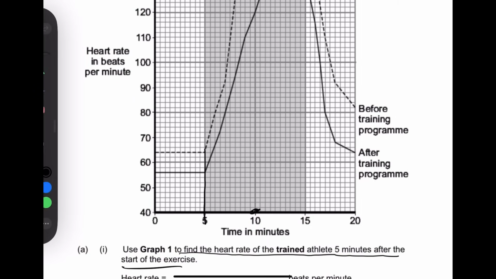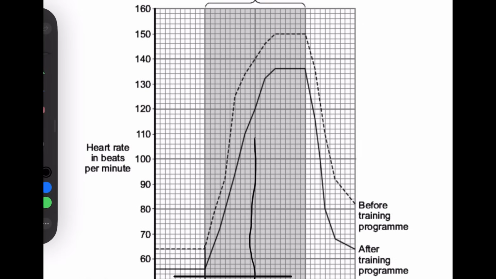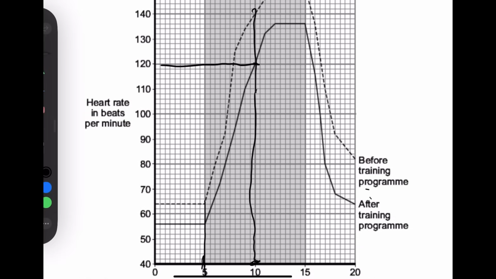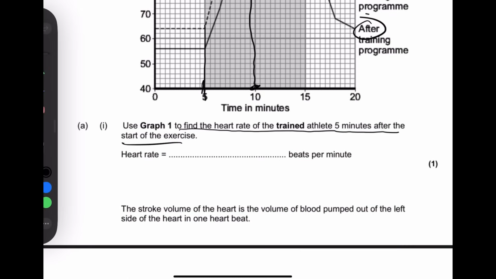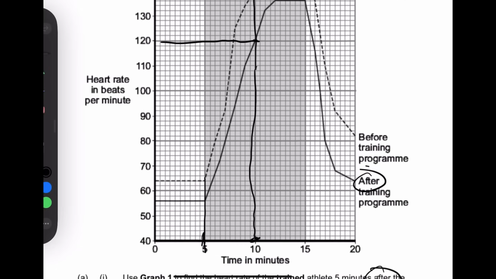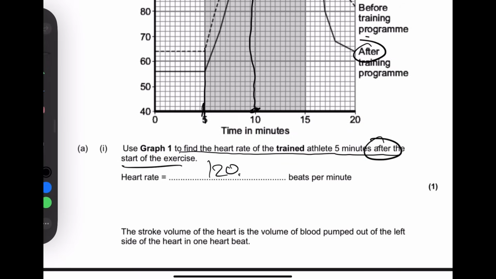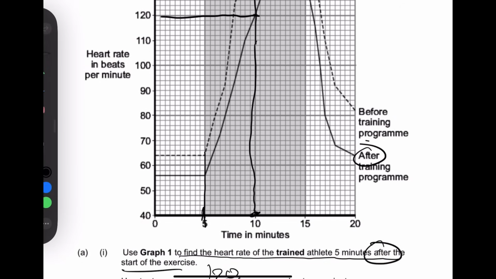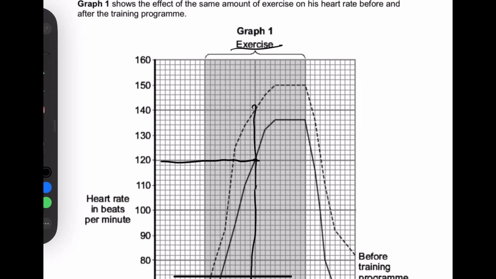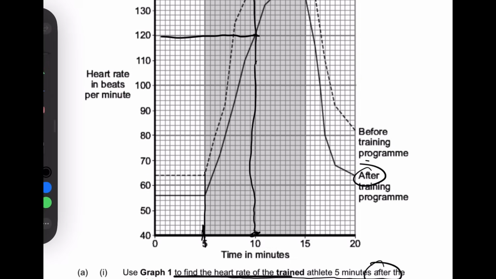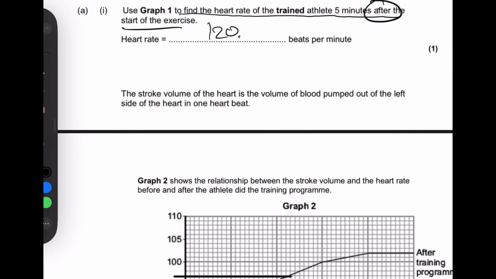5 minutes will be over here, so we go from 10 and we go up, and we can see over here it's 120 since they want after, so this is 120. So if you can see here, lots of students make the mistake of putting up over 5. This is why it's very important to know what the graph is talking about and to make sure that you know what the data is so that you can get these simple marks very easily.